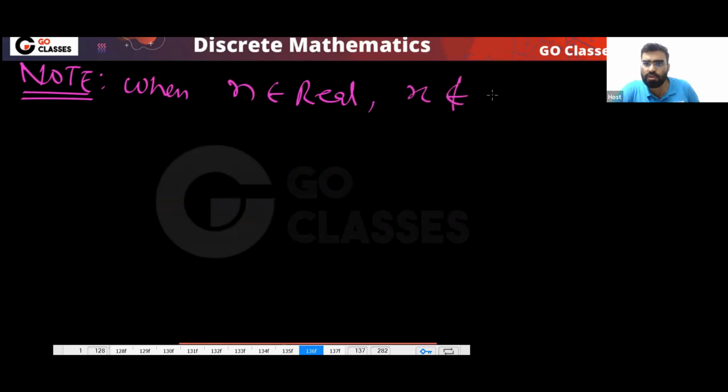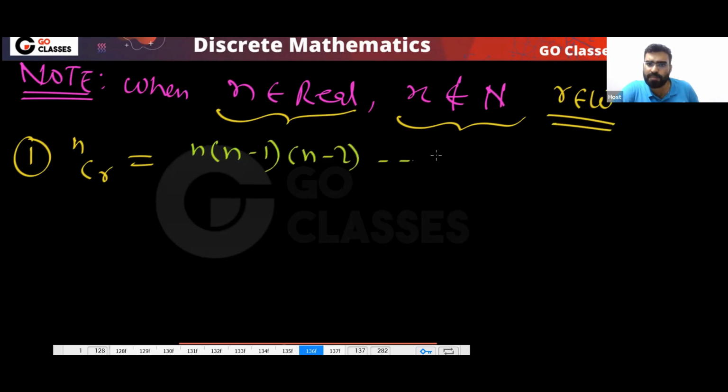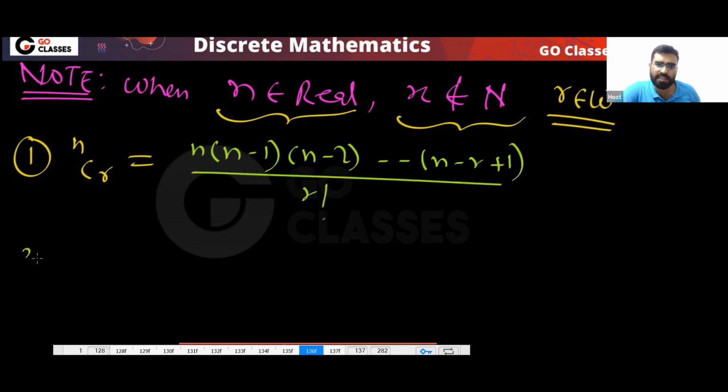This is very important because many students make mistakes. When n is a real number, but n is not a positive integer, then only these tools are available. Then this is what you can do. You can find NCR, there is no problem. R should always be a whole number. You know how to find NCR. Just apply this method and you will get your NCR.